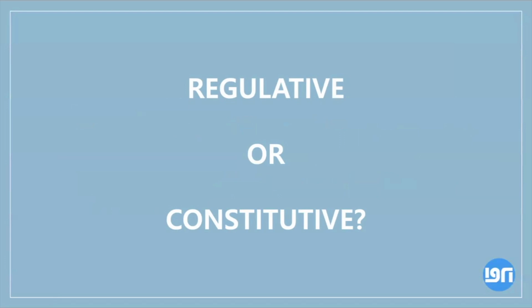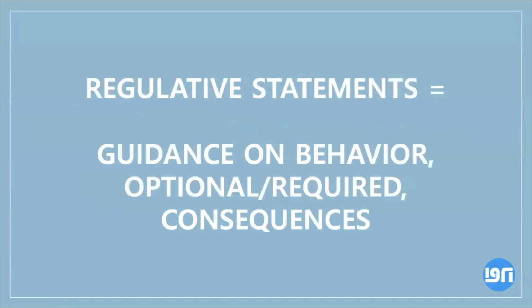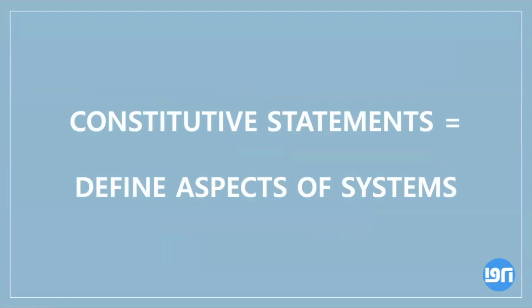Here are some pointers to keep in mind for each statement type. Regulative statements provide behavioral guidance to an actor or group of actors who may be explicitly named or implied. It specifies whether the behavior in question is optional or required, and it may also identify consequences that result if behavior is not carried out. Constitutive statements, on the other hand, will introduce or otherwise define aspects of a system. For instance, it may establish an entity or a position that someone can hold. It may define something. It may confer rights, responsibilities, or authority, or it may set out boundaries.